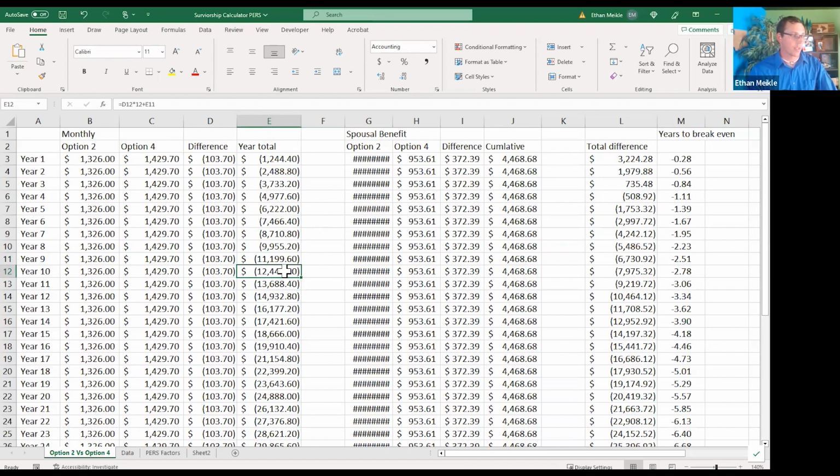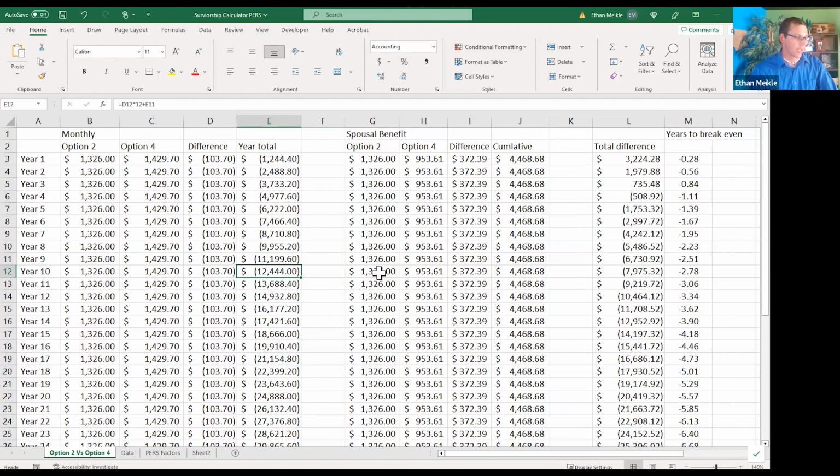But if something did happen to me, say at year 10, my spouse would get my full benefits still. Nothing would change in the household. They would continue to get that $1,326, right? If I chose that higher option at $1,429, that gets bumped down to $953. So in that case, now my spouse is actually making $370 more than what we would have gotten if we chose option four here. So that's about $4,400 per year. So the question is, how long does it take to break even?